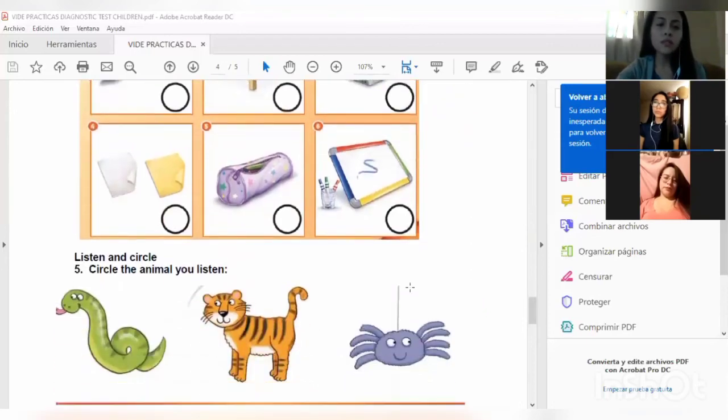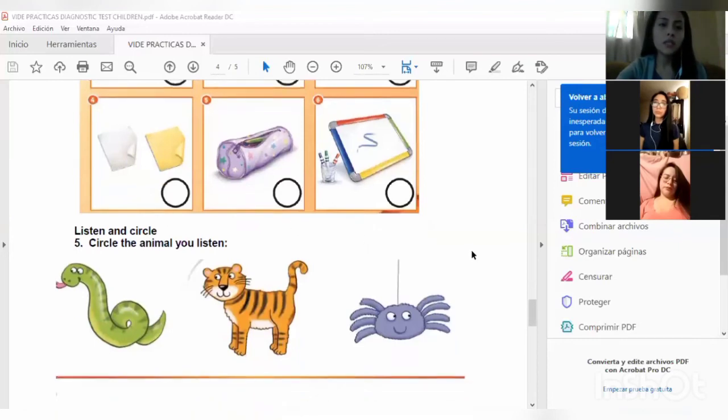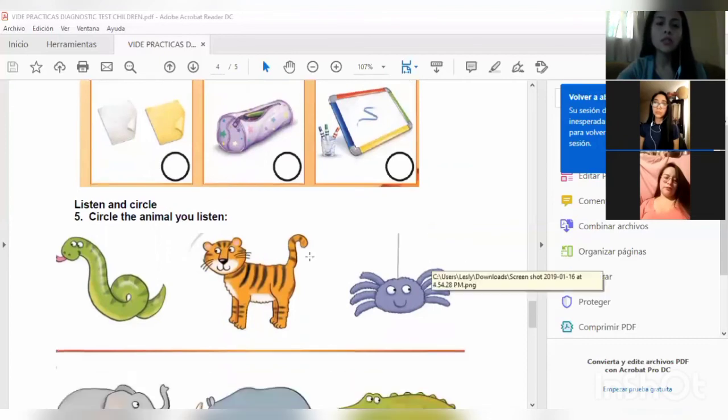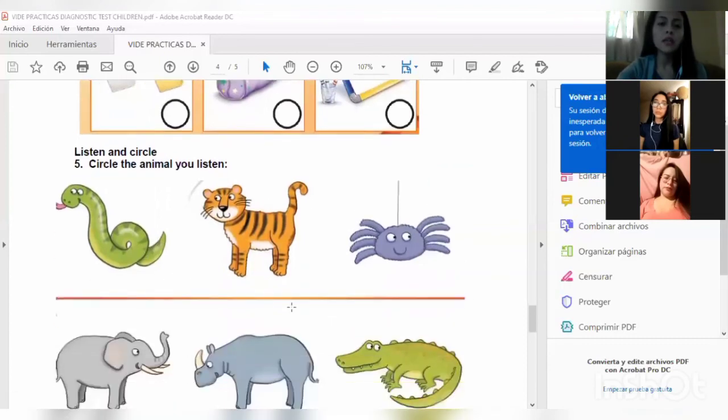The next activity is something like the first, for example, listen and circle the animal you hear. You have the animals, and the students need to circle the correct one.